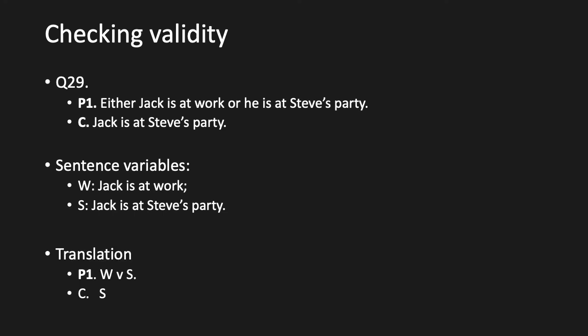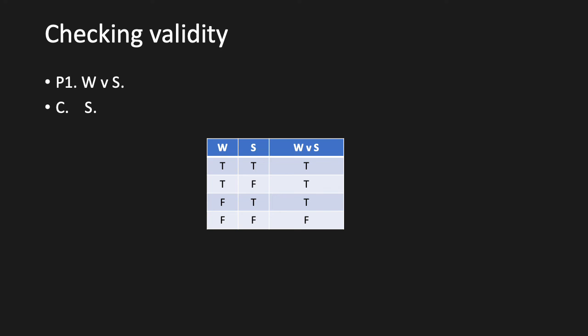Premise 1, W or S. Okay. And the conclusion, S. That's straightforward. So you have the translation. Then how can you draw the truth table? Well, like this, very straightforward.